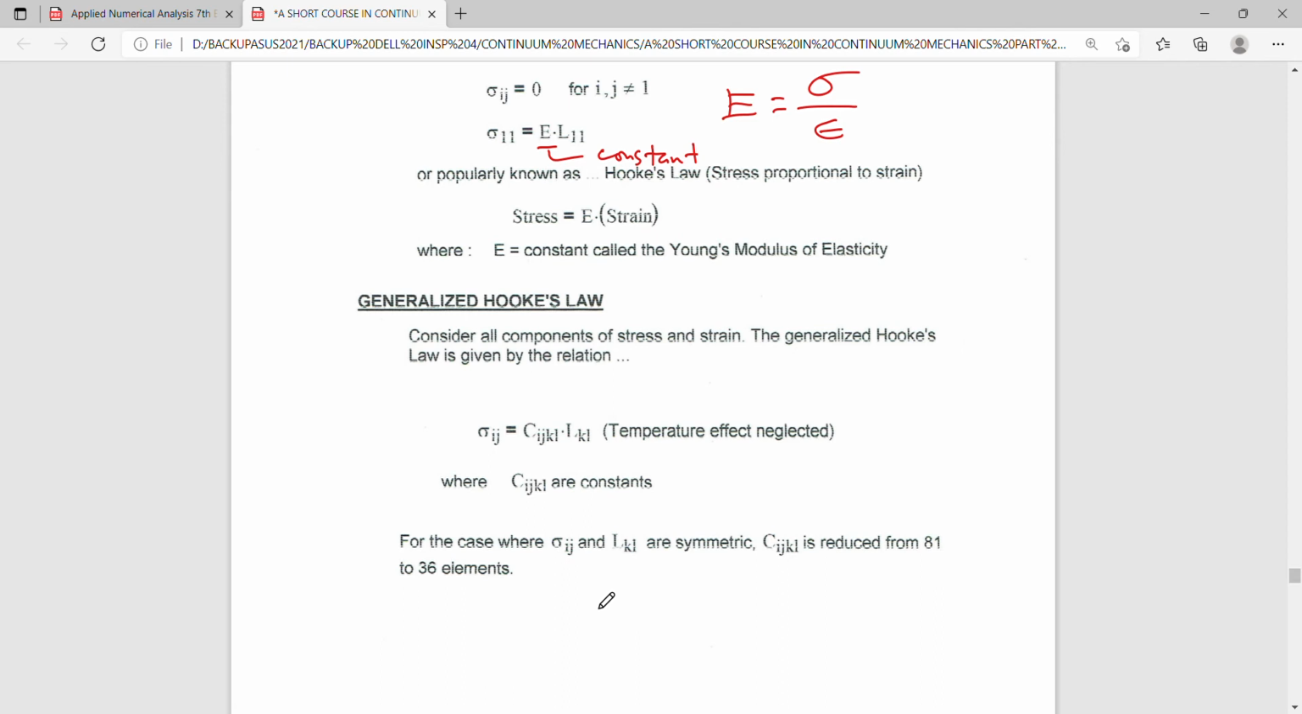in terms of what order? What order is this Cijkl? Okay, so this is now a what? What's the rank or order of this tensor?